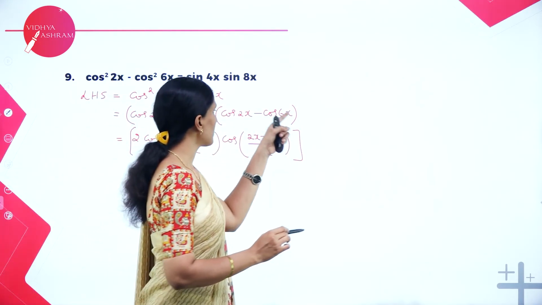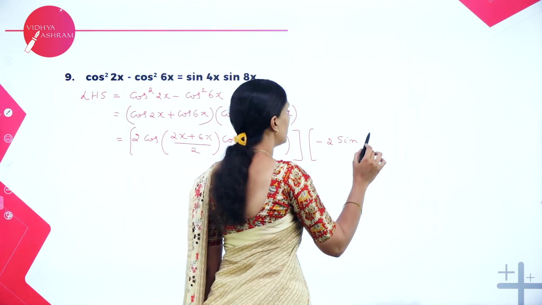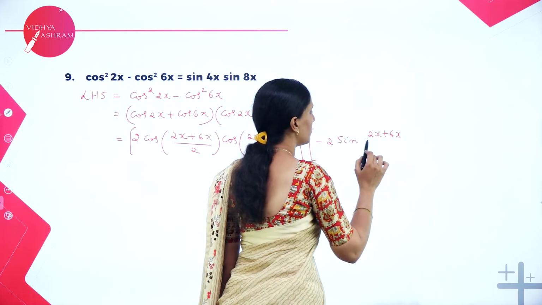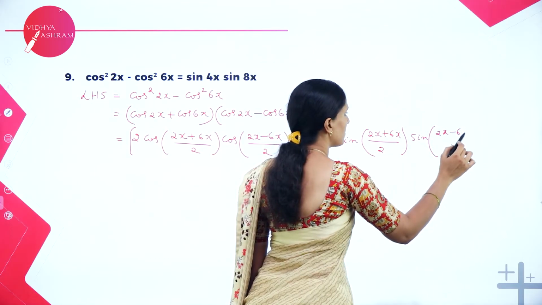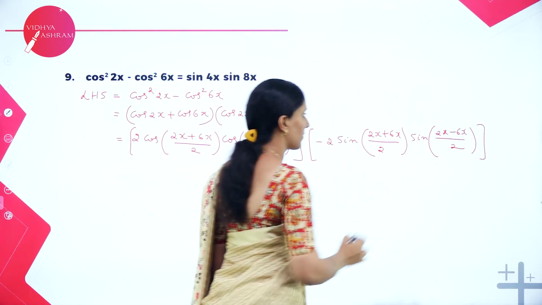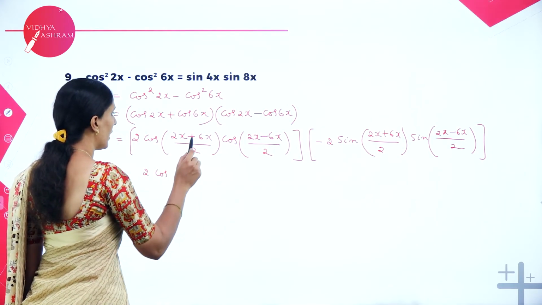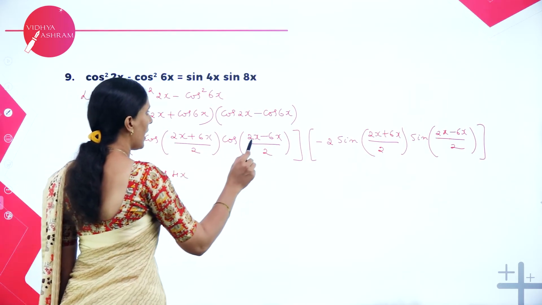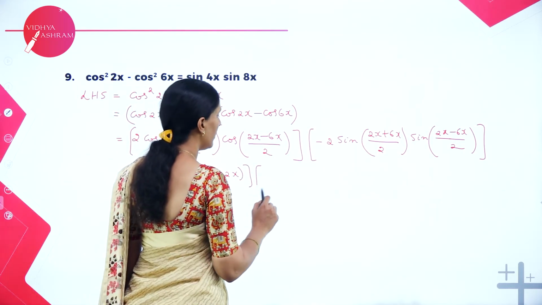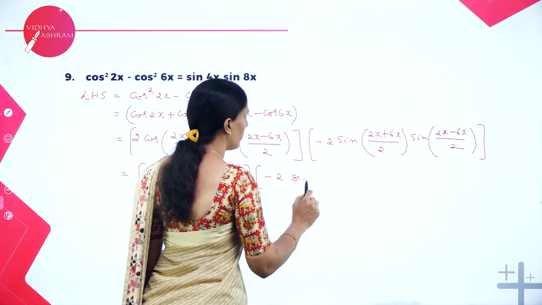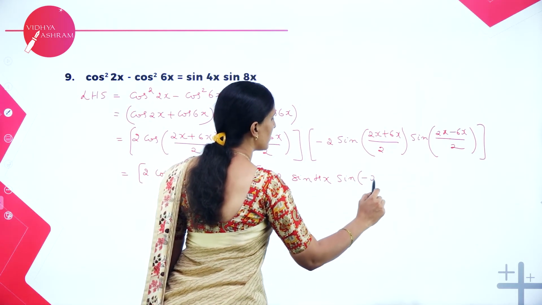Next, let me use the cos x minus cos y formula, that is minus 2 sin (x plus y) by 2, that is (2x plus 6x) by 2, and sin (2x minus 6x) by 2. So thus here we will get 2 cos 8x by 2 is 4x, and minus 4x by 2 is cos of minus 2x. And here we'll get minus 2 sin 4x, and sin of minus 4x by 2 is minus 2x.